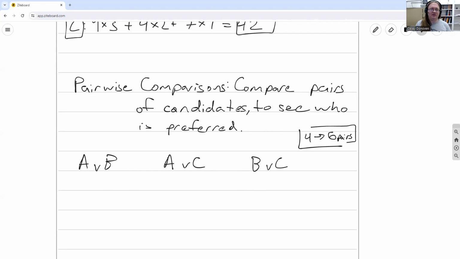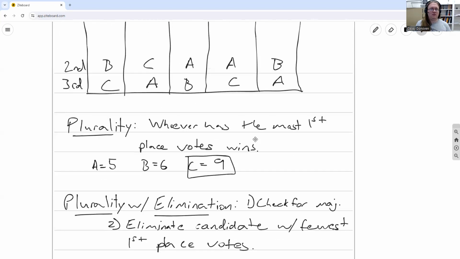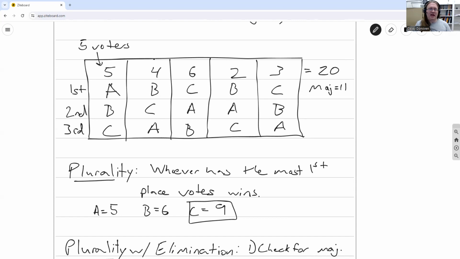So let's come up here and look at A versus B. When we look at A versus B, we have to take into account, is B liked better than A, or is A liked better than B? So for instance, in this first column, A is liked better than B. So there's 5 people who prefer candidate A. In this column, these people rank B higher than A. Here, people like A better than B. So the 5 people in the first column and the 6 people in the third column like A better. The rest of the columns, B is ranked higher.